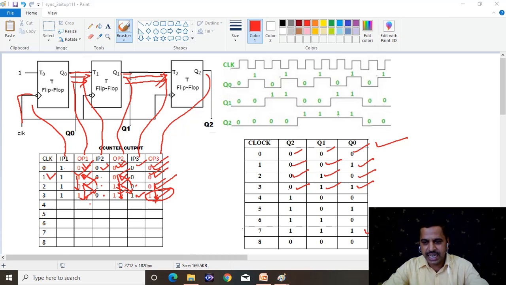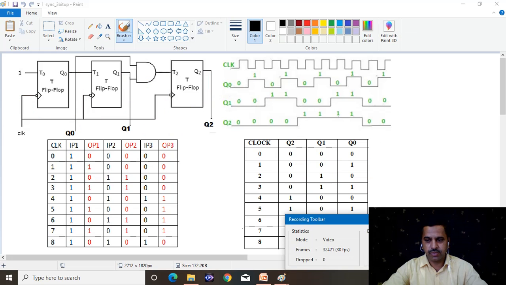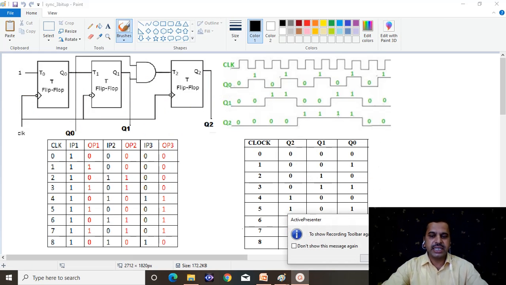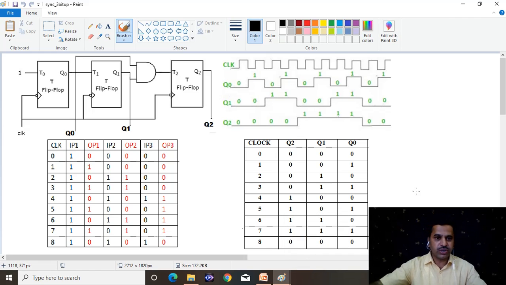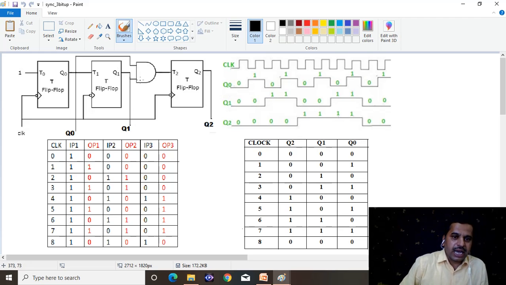How to make it here? We have to reconstruct the circuit. The modified circuit you can see here. I added one AND gate in between the output of the first and the output of the second. This is given to the AND gate and it becomes the input to the third.